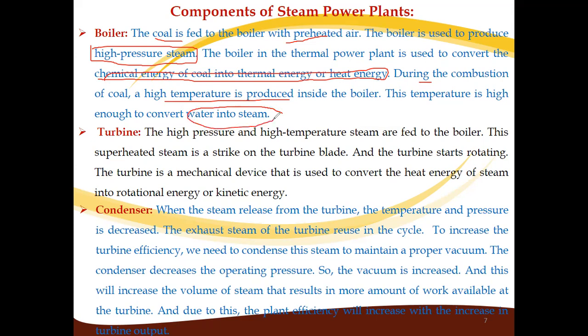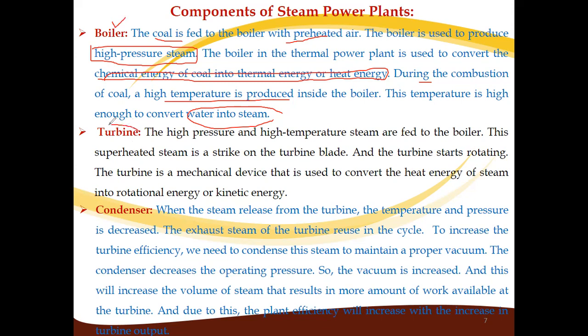The size of the boiler depends upon the heat required for this thermal power plant. And there are several types of boilers used in thermal power plants. It may be a Babcock-Wilcox type of boiler, or a fire tube boiler, or a water tube boiler, which is mainly used in this thermal power plant. So this is the first part. It is called the boiler.